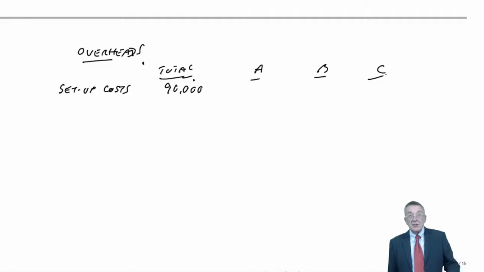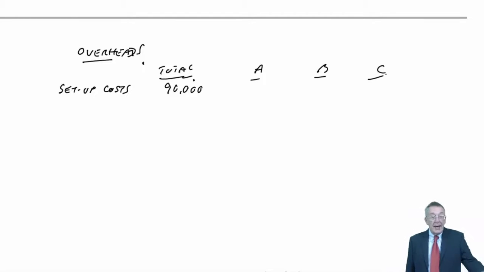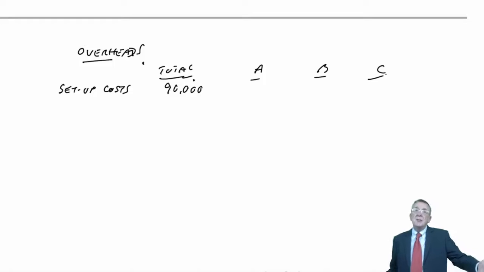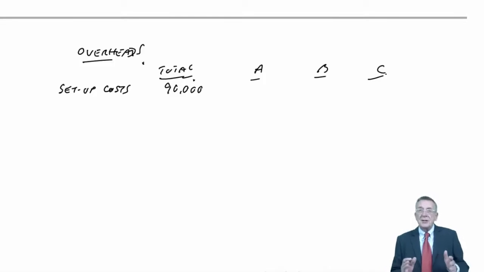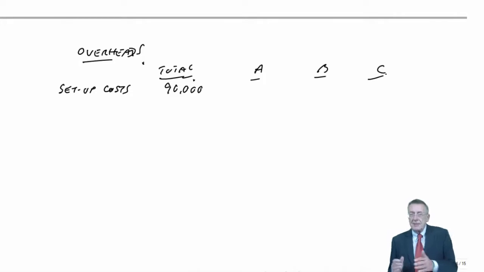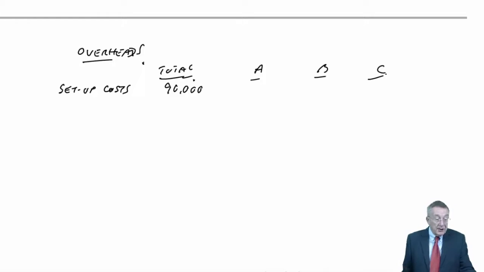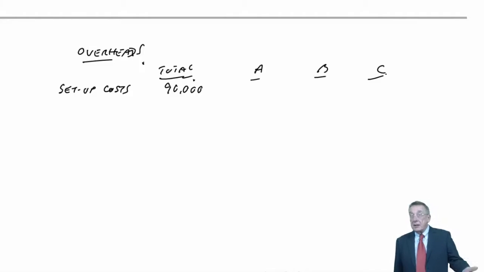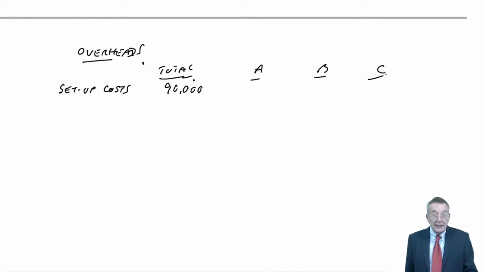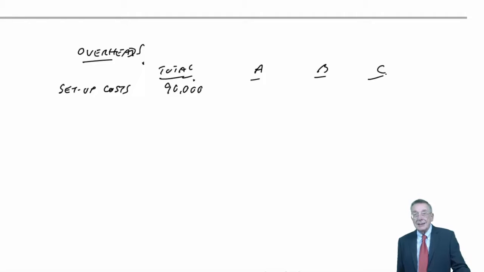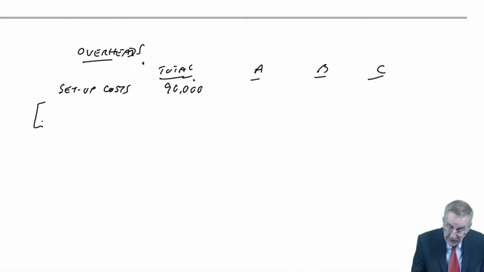So we're having to set up 10 times to make A, we're making 20,000 units. Presumably, we're doing them in batches of 2,000 each time. 10 batches, 2,000. Anyway, there are 10 setups. Similarly, we're setting up 13 times for B, 2 times for C. So in total, there are 25 setups. And so let's work out the cost per setup.